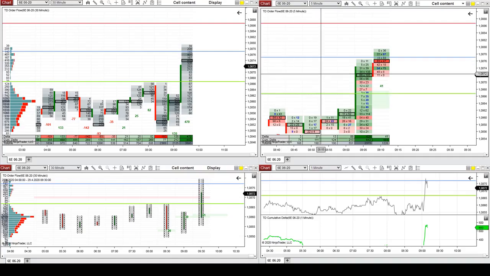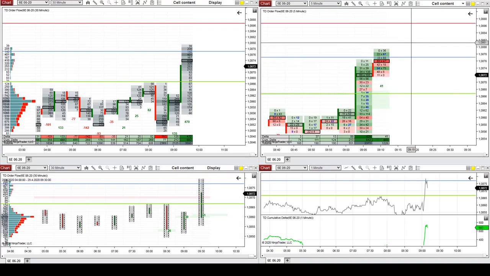More sellers managed to jump in here. As you can see, this is the high volume node of this footprint so far, and the delta in it is negative in this high volume node. There are more aggressive sellers than buyers. So to me, it seems that the sellers are currently absorbing the buying pressure, and they are trying to push the price downwards from this resistance.